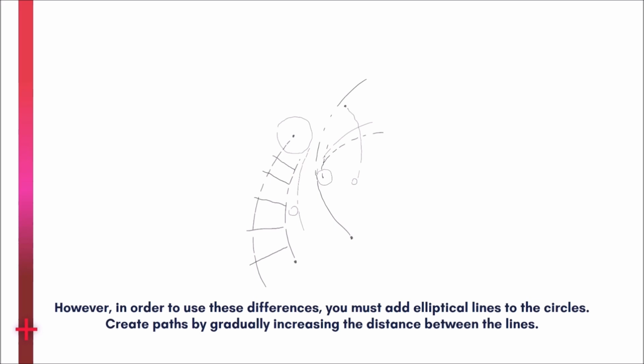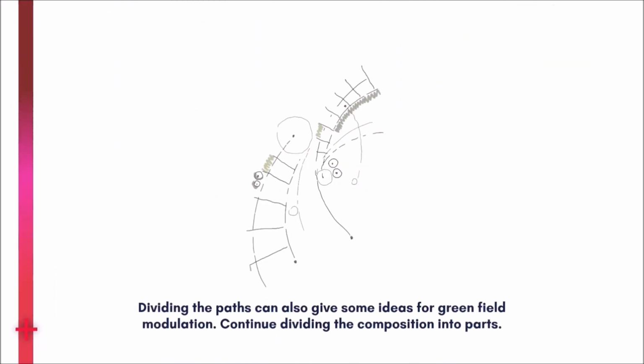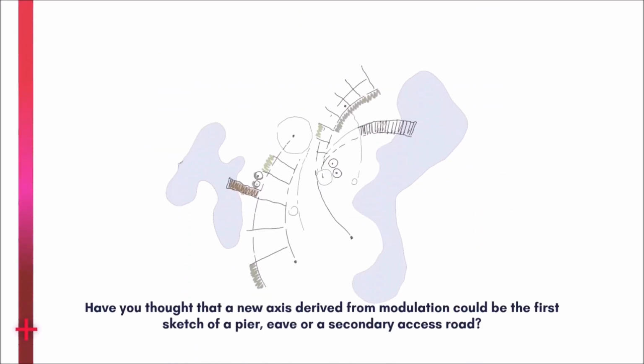Create paths by gradually increasing the distance between the lines. Dividing the paths can also give some ideas for green field modulation. Continue dividing the composition into parts. Have you thought that a new axis derived from modulation could be the first sketch of a pier, eave or a secondary access road?